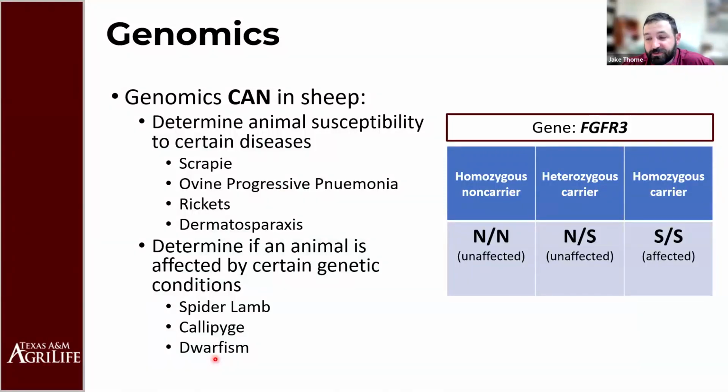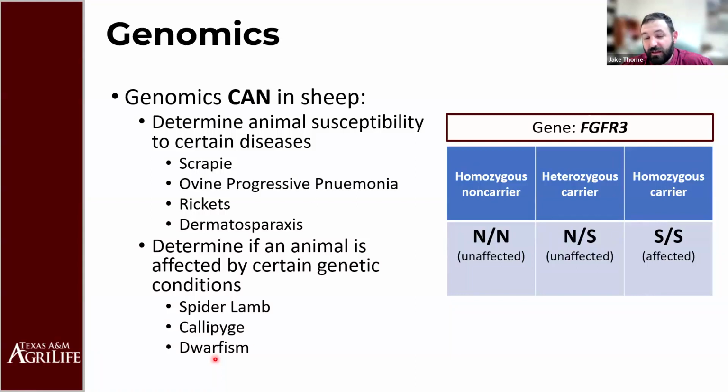Genomic information can absolutely help us determine the susceptibility of animals to certain diseases. If you're in the sheep industry, you've probably heard about scrapie. That's a common one. Ovine progressive pneumonia, rickets, dermatitis paraxis, and there's a few others. These are just some examples of diseases that we have genomic marker tests for that can determine if an animal is more susceptible or more resistant. This is an important distinction: we're not determining if they have the disease.